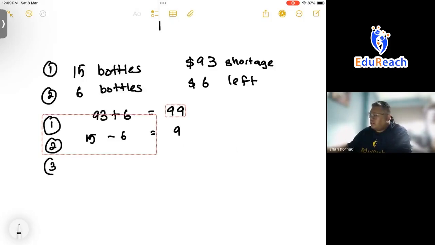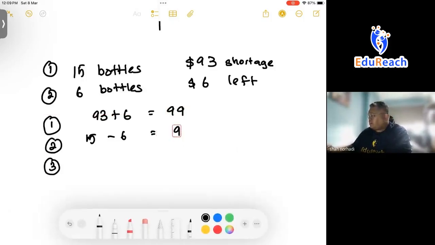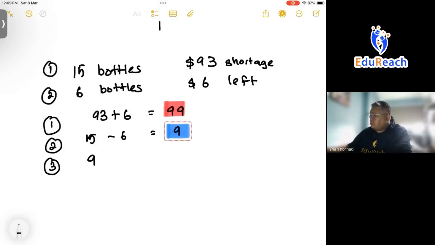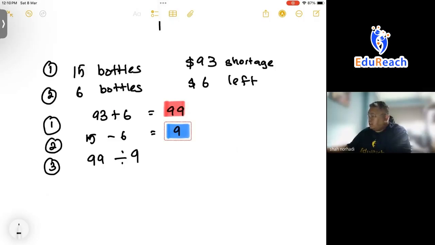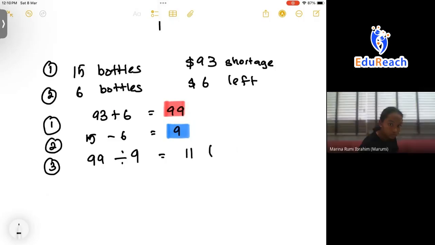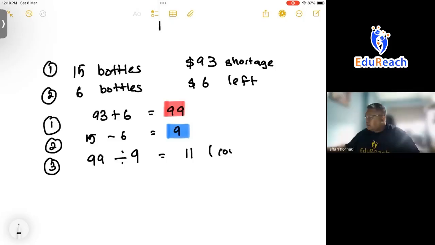So number 3 is to divide step 1 by step 2. Okay, this will give you 11. Now, Raika, what does this $11 mean? The cost of one water bottle. Very good. Cost of one bottle. Good.